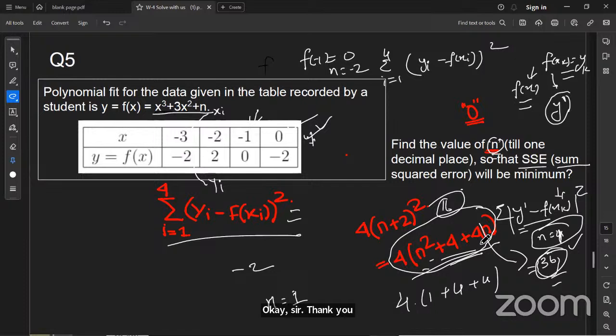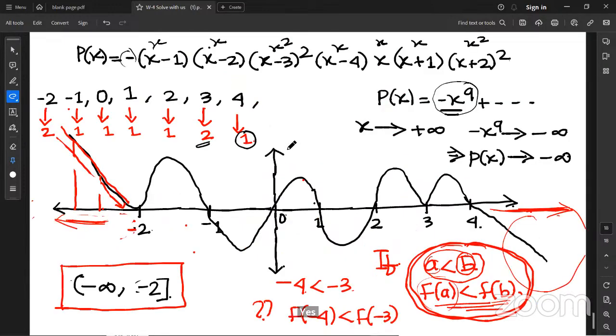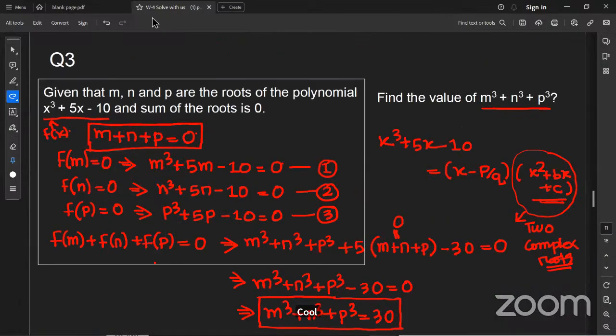Is this problem clear to everyone? Yes, sir. Okay, now you can leave. Sir, can you solve that question? Can you share it once? We'll try. Others can leave the session.